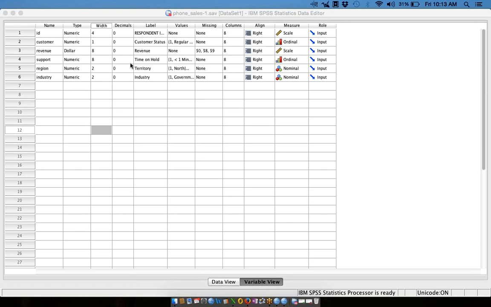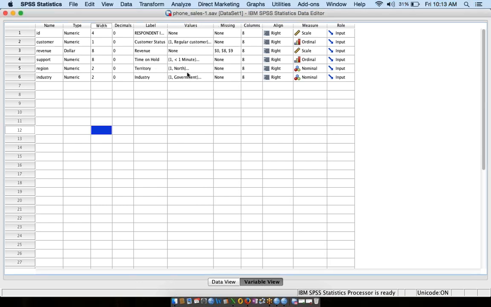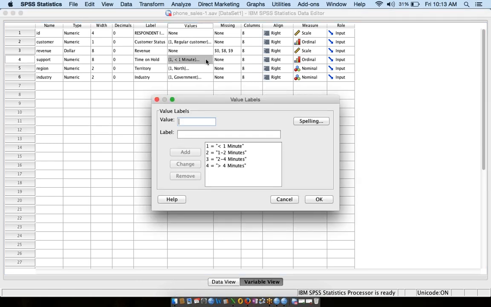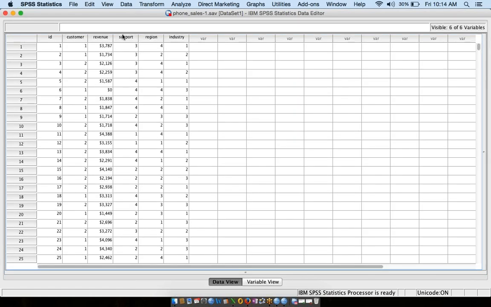So this week for simple regression, we're going to see if time on hold, which is this variable named support, predicts revenue. I'm just going to look here. So this is discrete: 1 to 2 minutes, 2 to 4, 1 to 4. Okay, so I just want to look at the data real quick.